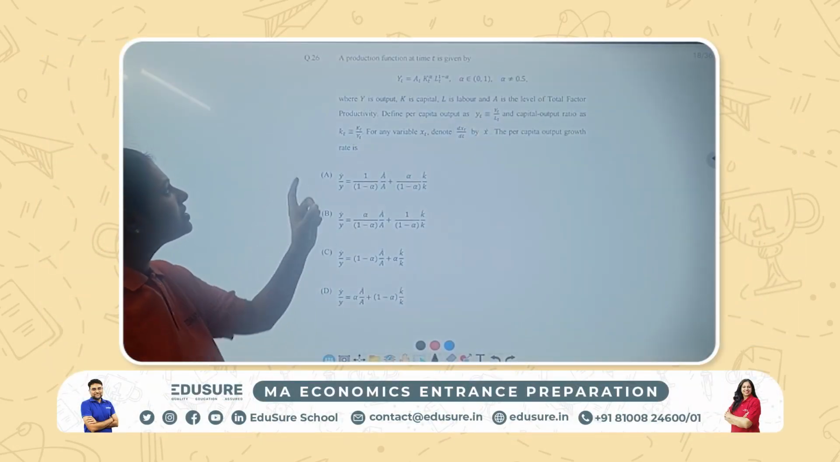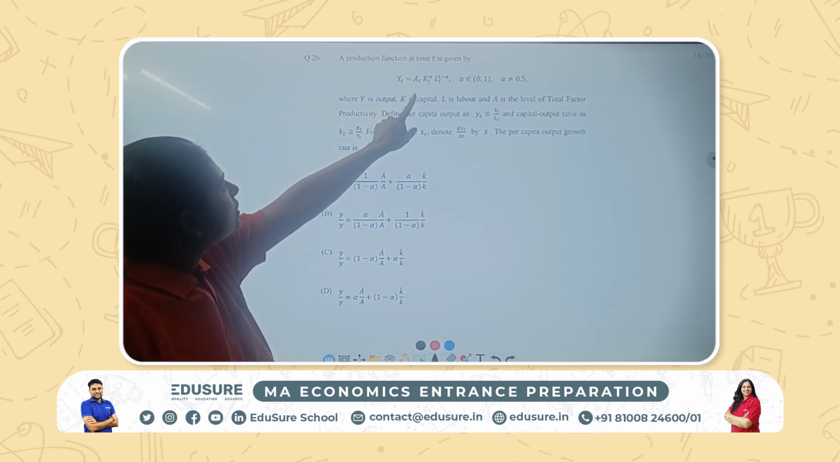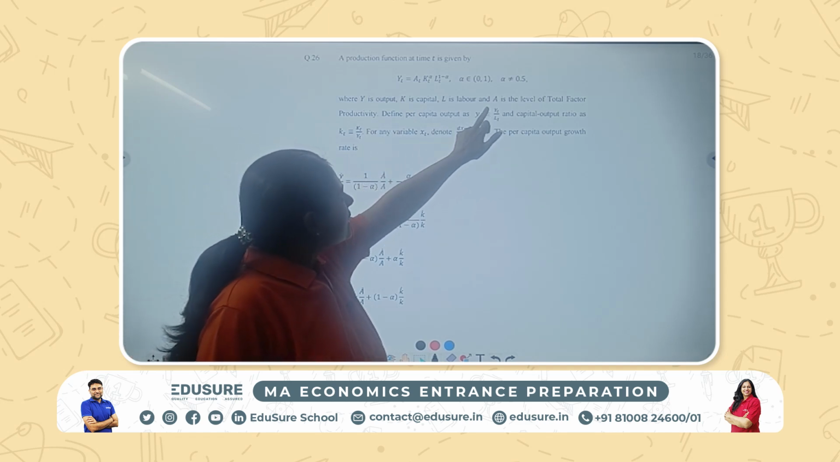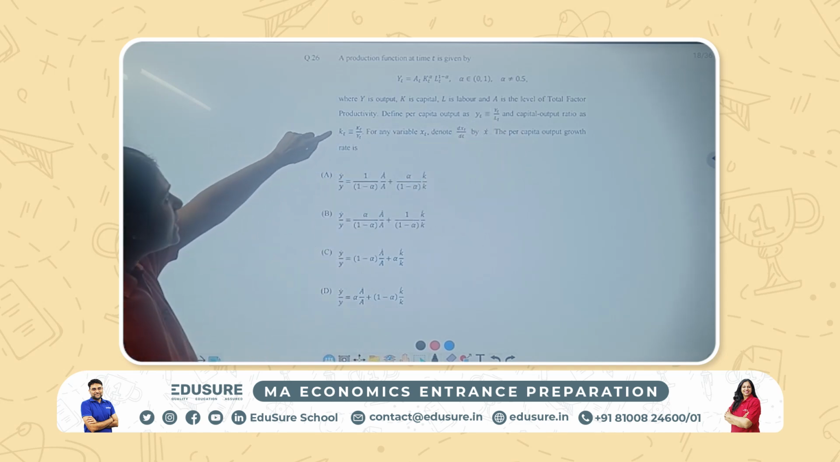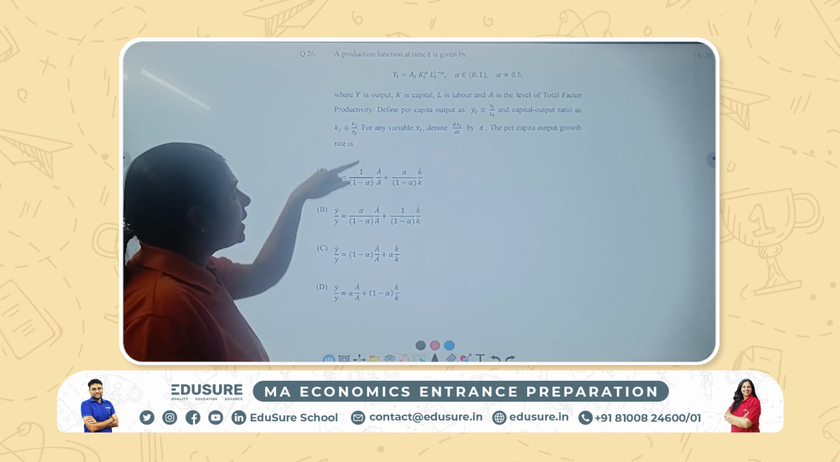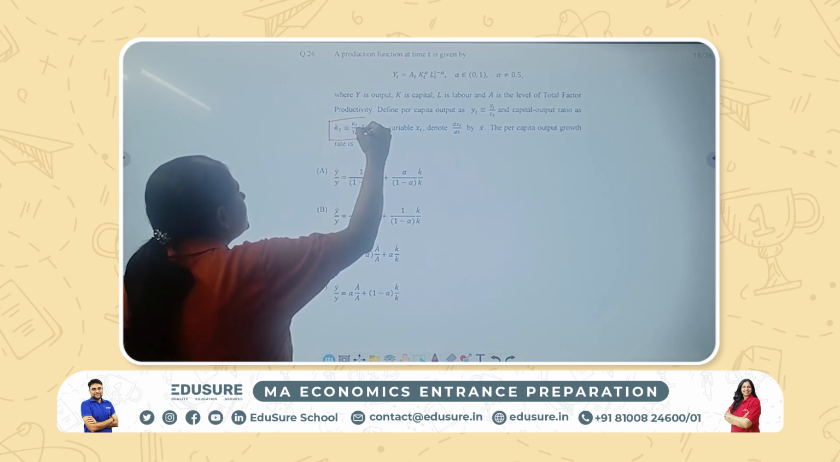Follow-up question with a twist. You have a production function, Y_t = A_t K_t^alpha L_t^(1-alpha). Everything is standard. Per capita output is y_t = Y_t/L_t, and small k_t, which was usually defined as K/L, is now defined as K/Y. Okay, so that is the change in this question. My small k_t is actually K/Y.